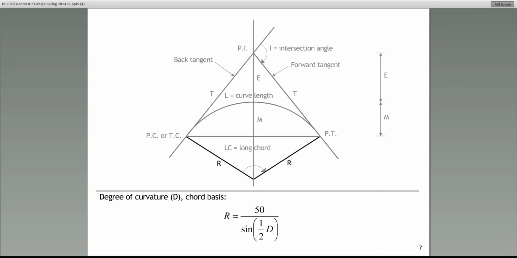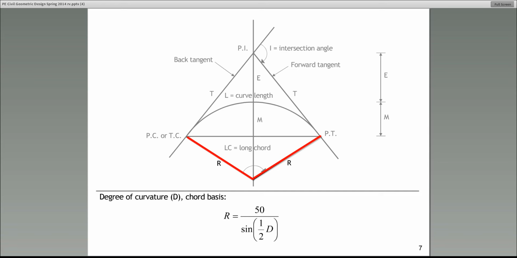All right. The very first component we're going to look at, remember, is for a simple horizontal curve. The first component is the radius. What you need to recognize is that a simple horizontal curve is circular, which means it's part of a circle. It's part of a circle.